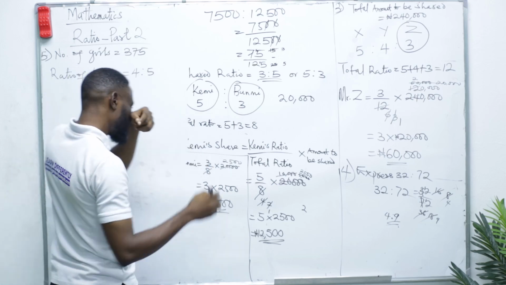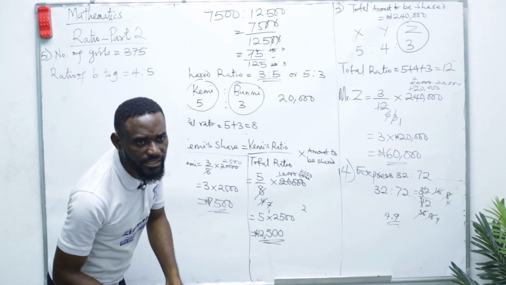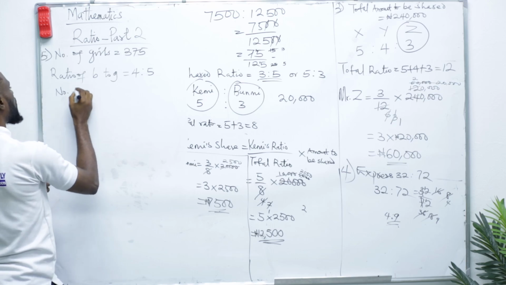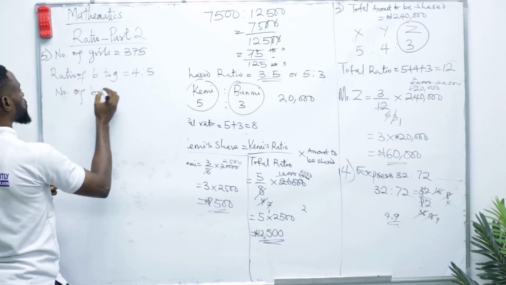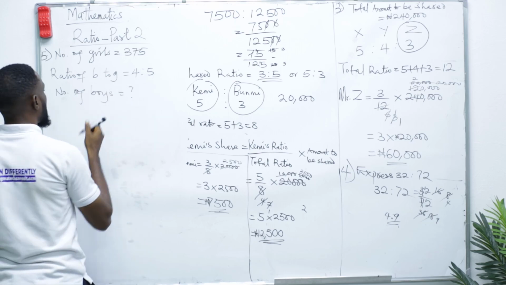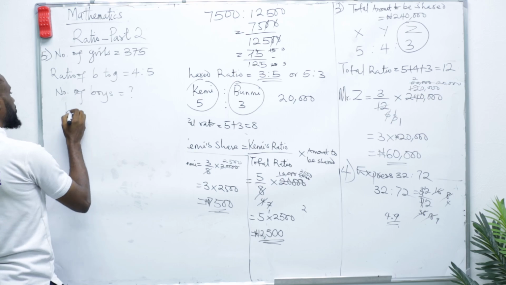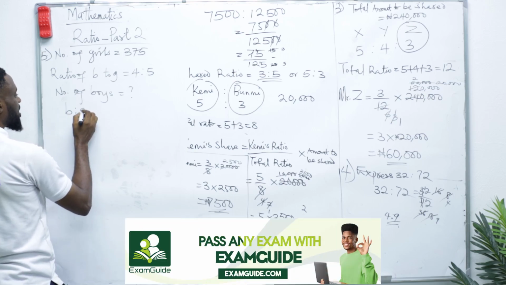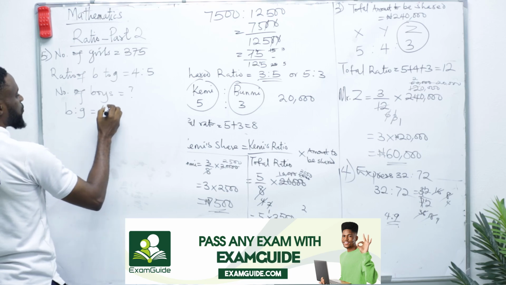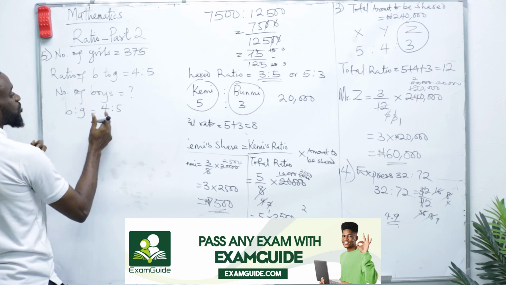The ratio is 4:5. They're asking us to find the number of boys in the school. So the number of boys is what? We don't know. Let B be boys and G be girls. They say the ratio is 4:5.